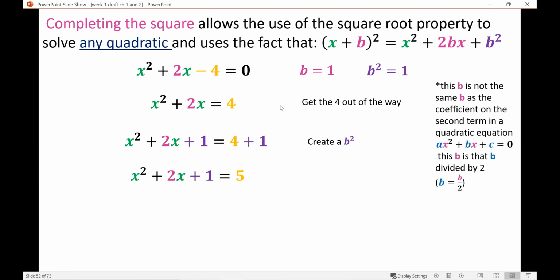I just simplified on the right-hand side, and now we'll complete the square. So what that means is just factoring this guy, right? When we want to factor this, we say, okay, what two numbers multiply to 1 and add to 2? Well, that's 1 and 1. They're the same factors, so it's a perfect square.